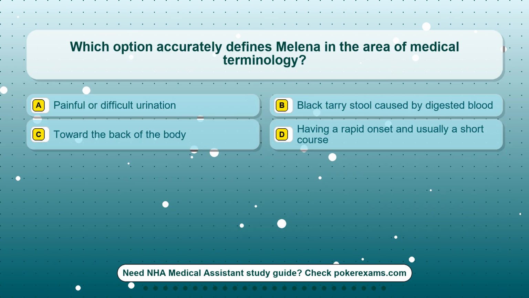Question 16. Which option accurately defines melena in the area of medical terminology? Option A. Painful or difficult urination. Option B. Black tarry stool caused by digested blood. Option C. Toward the back of the body. Option D. Having a rapid onset and usually a short course.